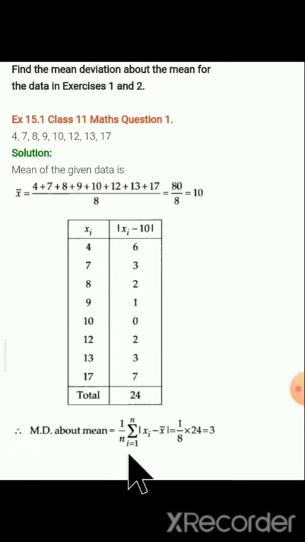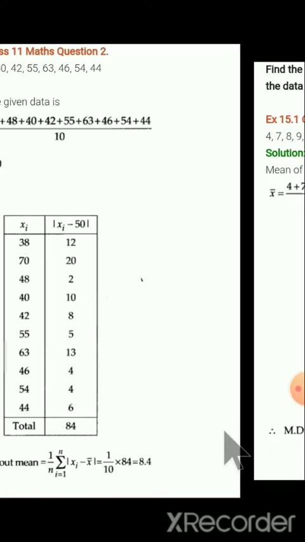Therefore substitute in the formula. Formula is mean deviation about mean equal to 1 by n into summation of xi minus x bar equal to 1 by 8 into 24, that equal to 3. So this is the solution of the first question. Next one.